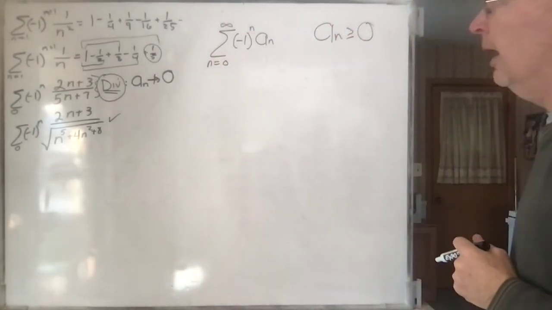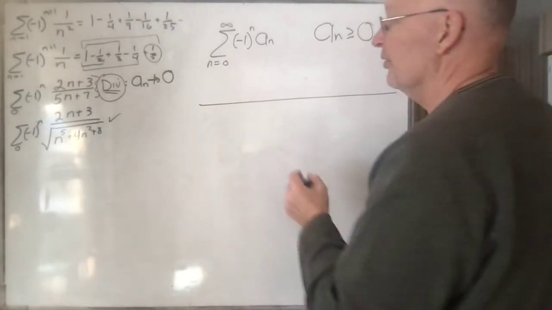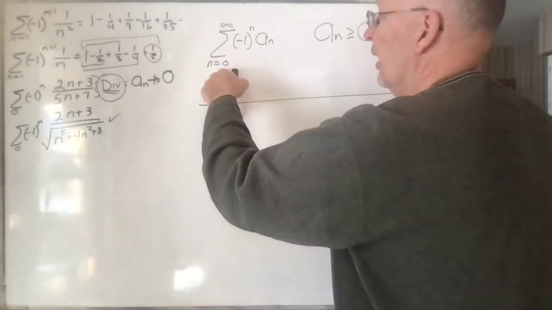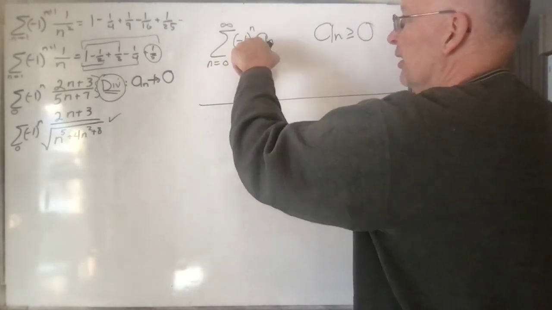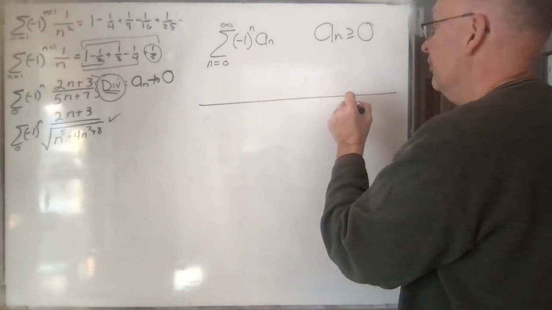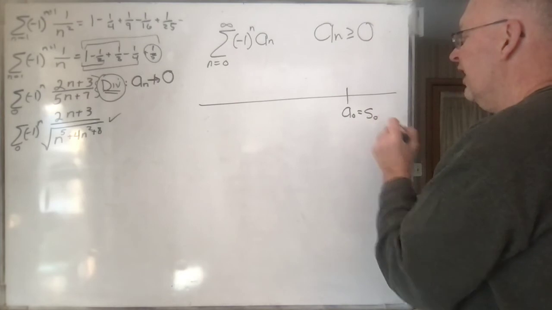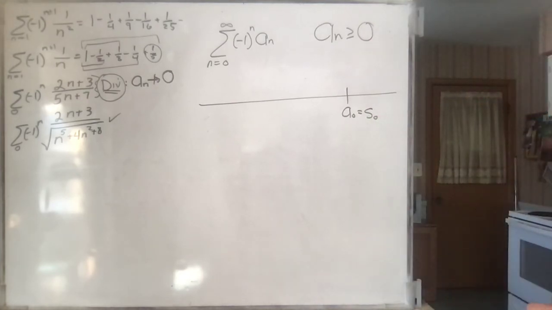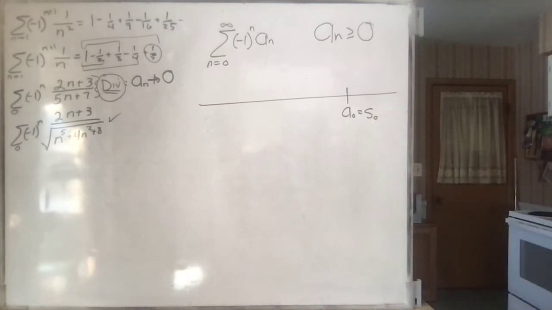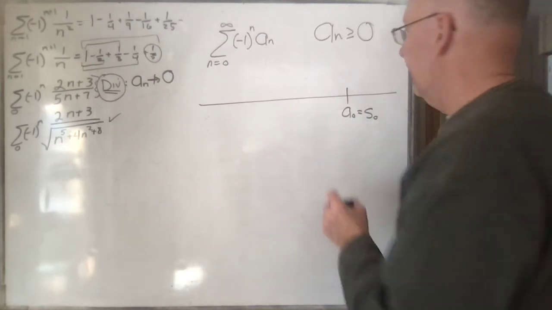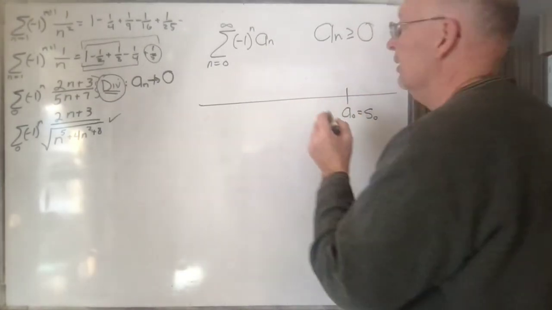Okay. Let's look at the picture one more time and see what happens. So a sub 0 is going to be the first thing, right? If n is 0, you're going to get 1 times a sub 0, and that's a positive number. So there's a sub 0, and I'll call that s sub 0 as well, the zeroth sum, the sum of just the zeroth thing. And then what happens when you take the next one?